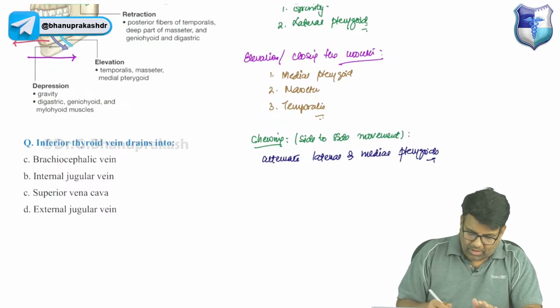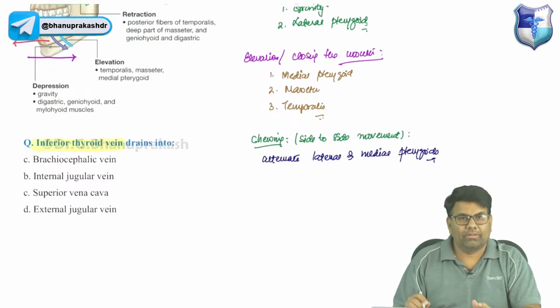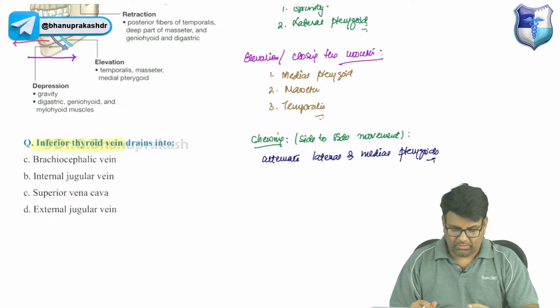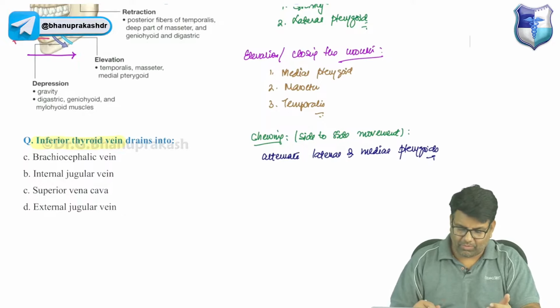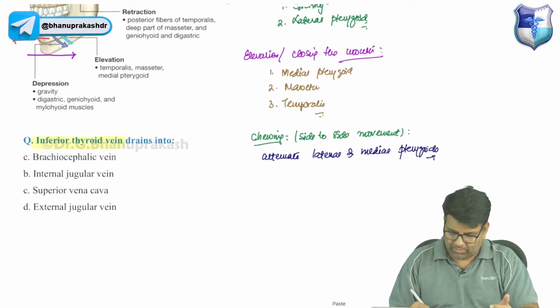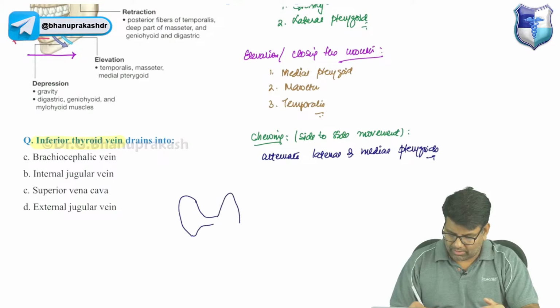Now coming to the inferior thyroid vein. Where is the drainage of the inferior thyroid vein? So there are three sets of thyroid veins. So you draw the thyroid gland something.